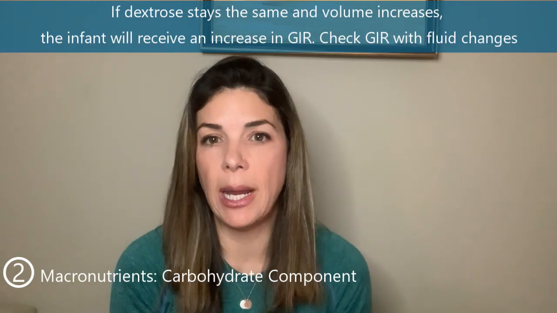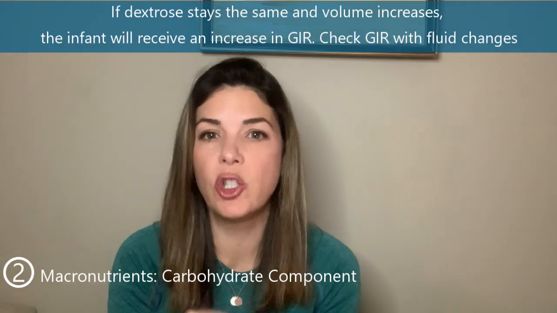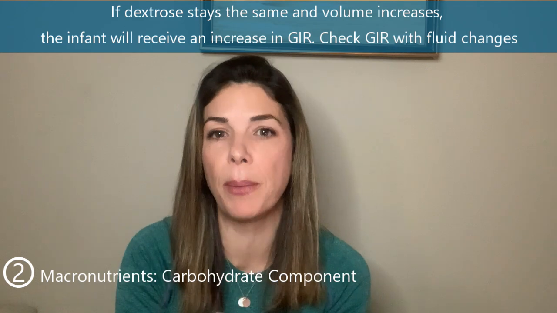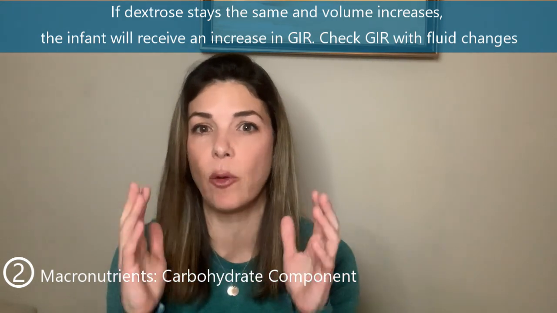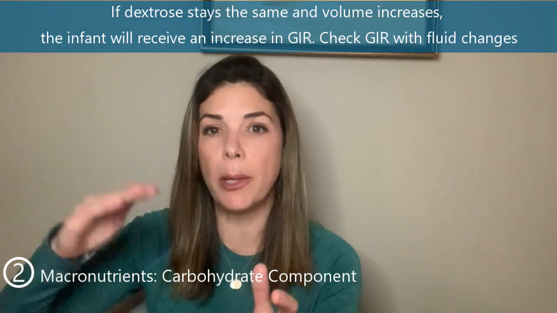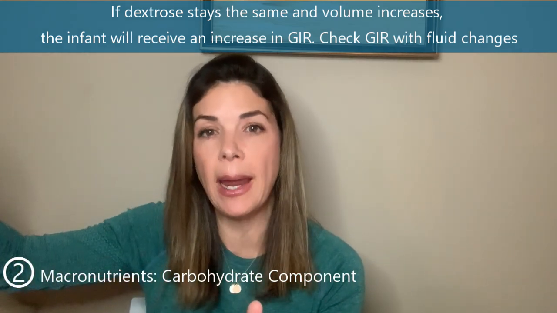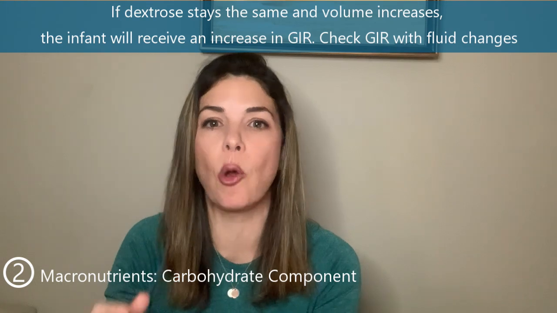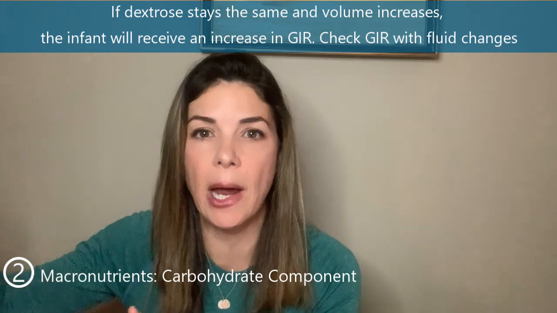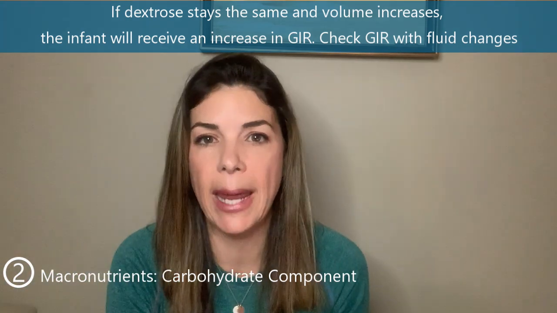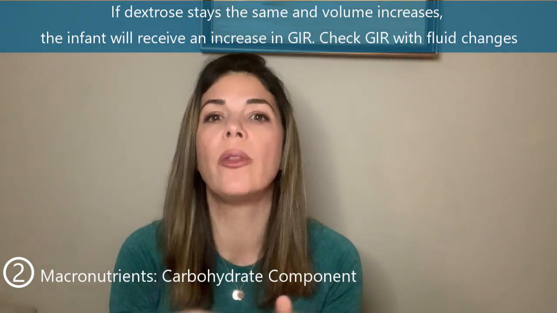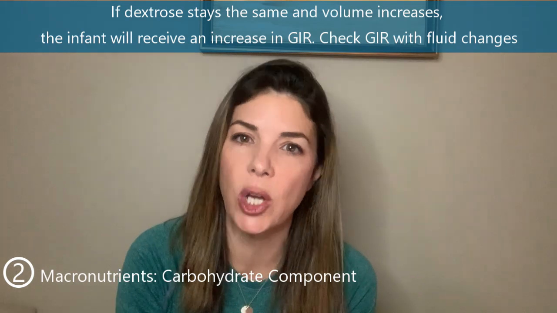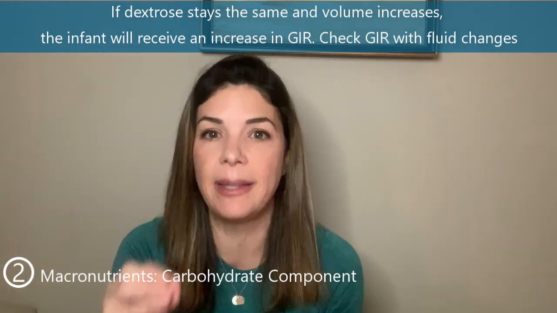The second point is that because the GIR calculates the mg per kg per minute, if the dextrose concentration stays the same, so you stay at D10, but you're advancing the volume every day, then by definition, that baby is going to be getting an increasing GIR. So you don't necessarily have to be going up on the dextrose concentration. So make sure that every single day you're looking at the GIR of the baby, not just the dextrose concentration that you're giving.